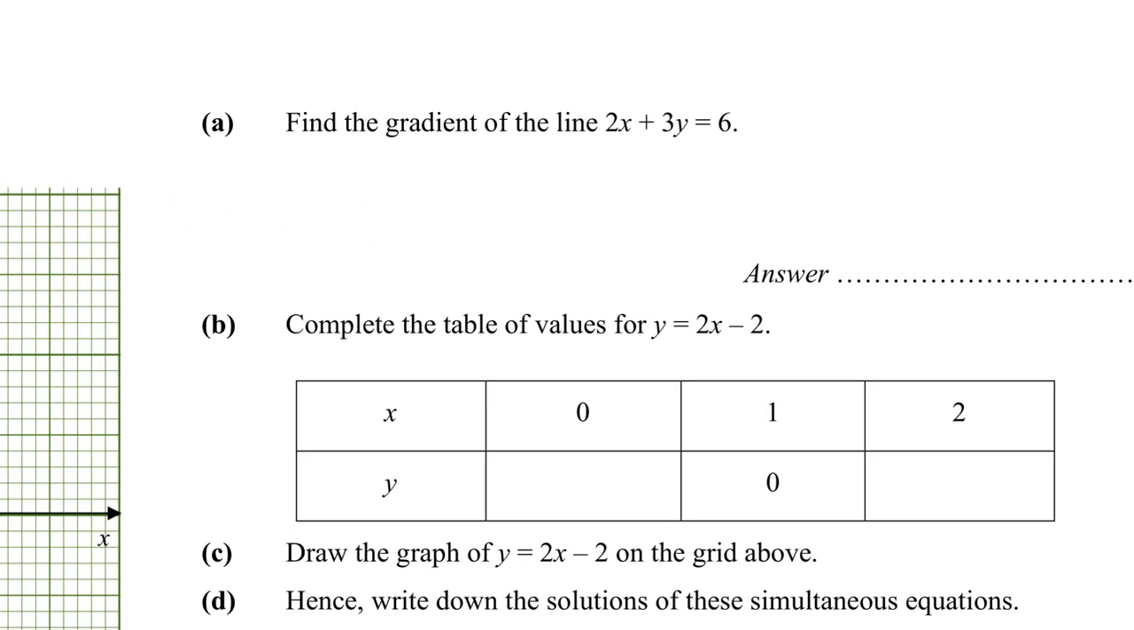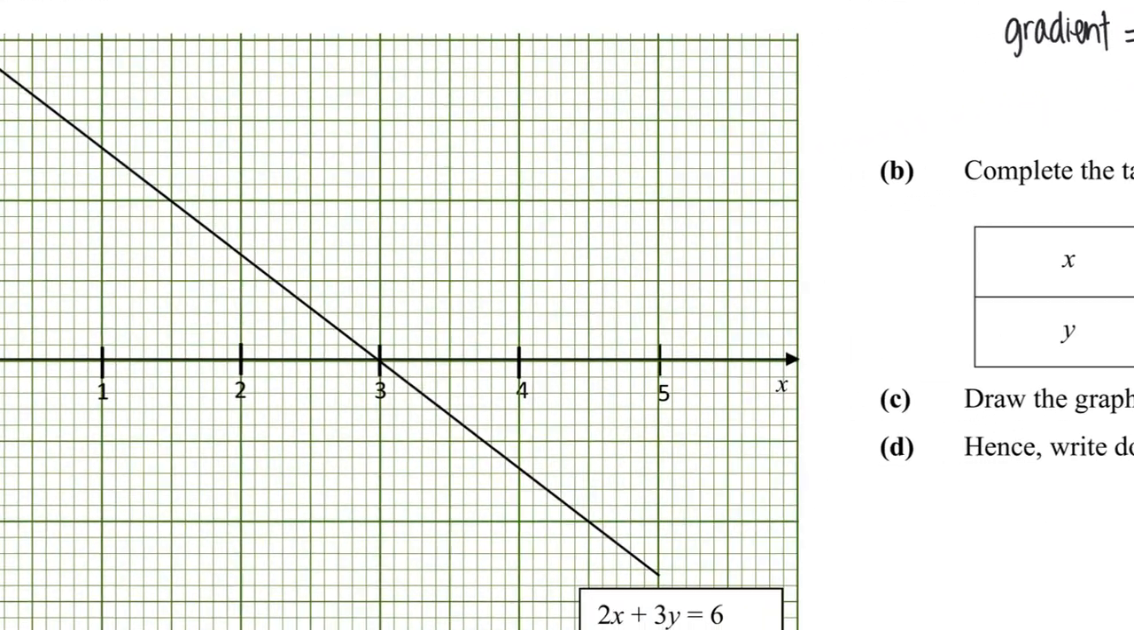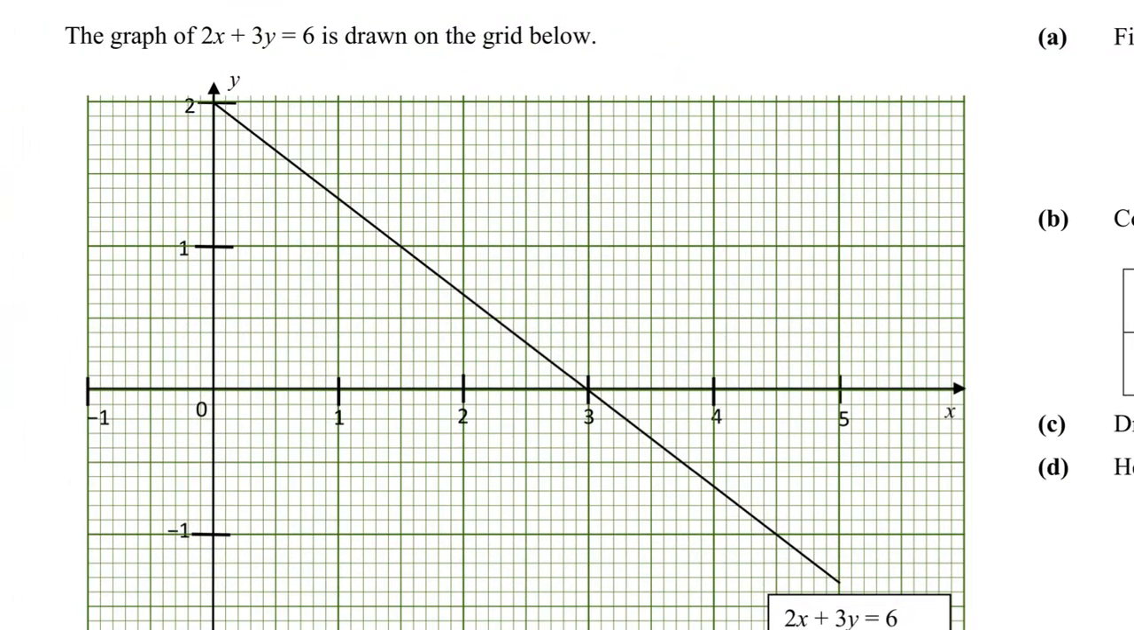So the gradient is equals to y1 minus y2 divided by x1 minus x2. So I need 2 points, right? I need one point here. I also need another point here. And I could get these 2 points immediately from the graph.